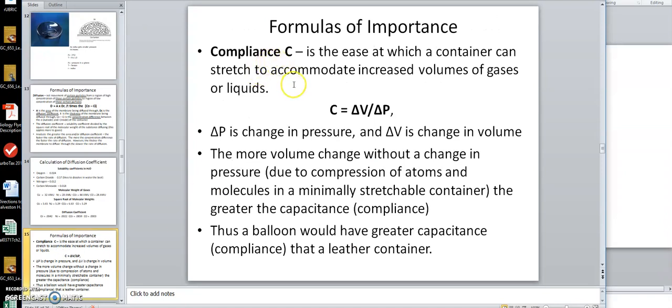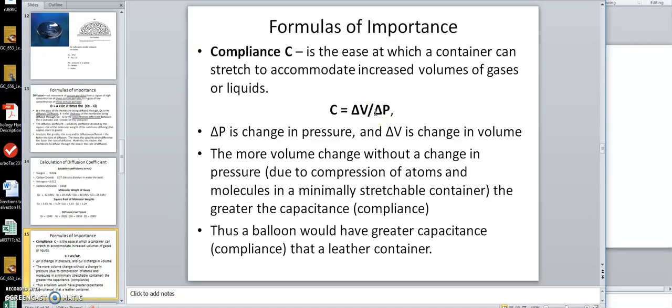Let's go further. Compliance. Compliance, which we call capacitance with the veins, but it's the same formula, is change in volume over change in pressure. So a small pressure, okay, remember the leather pouch and the balloon. The balloon will blow up bigger with a smaller pressure change, a bigger volume than a leather pouch. So compliance is high. Applying it to the lungs, how easily do the lungs stretch? And we're going to talk about that.